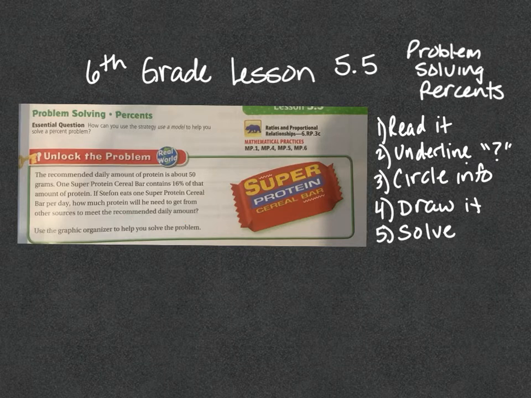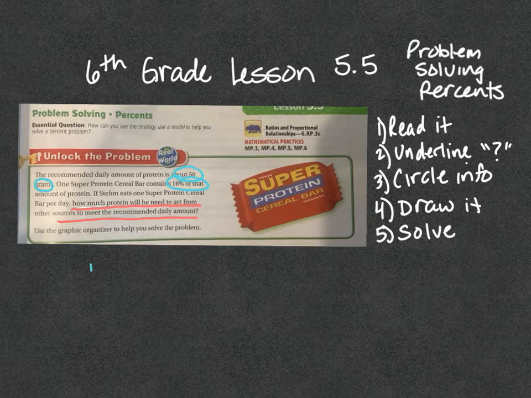Okay, let's underline the question. If he eats one a day, how much protein, let's do a different color, how much protein will he need to get from other sources to meet the recommended daily allowance? Let's go ahead and circle the information they gave to us. They said that the recommended daily allowance or amount of protein is about 50 grams. So he needs 50 grams for the day. One super protein cereal bar contains 16% of that amount of protein.